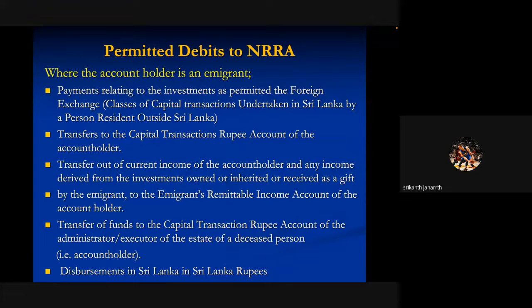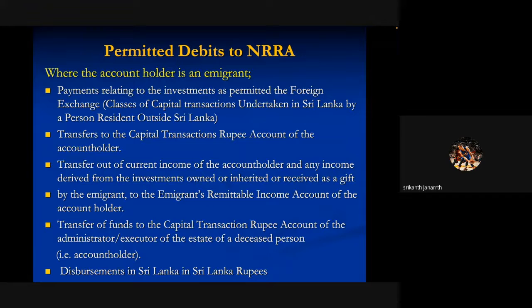That is the other account you are going to learn: the immigrant remittable income account, which the immigrant needs to open based on the country's requirement. So if this person gets income into the NRRA and there is a requirement in the country he is going to migrate to, he has to keep his income separate from his assets. So he has to open two accounts. He has to send the money through the CTRA, and all the income has to be sent through the other account, the IRIA. So that is the credit we are talking about here: transfer of current income of the account holder, any income derived from the investment owned, inherited, or received as a gift by the immigrant, to the immigrant remittable income account.